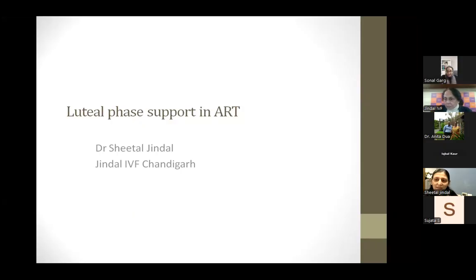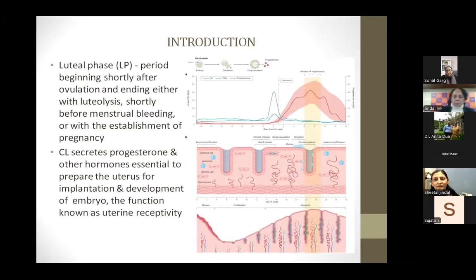So I will begin my session, and the topic which was assigned to me was luteal phase support in ART. Now, luteal phase is one of the most important phases in the menstrual cycle because this luteal phase is meant to support the pregnancy which can happen, and that is what the luteal phase is all about.